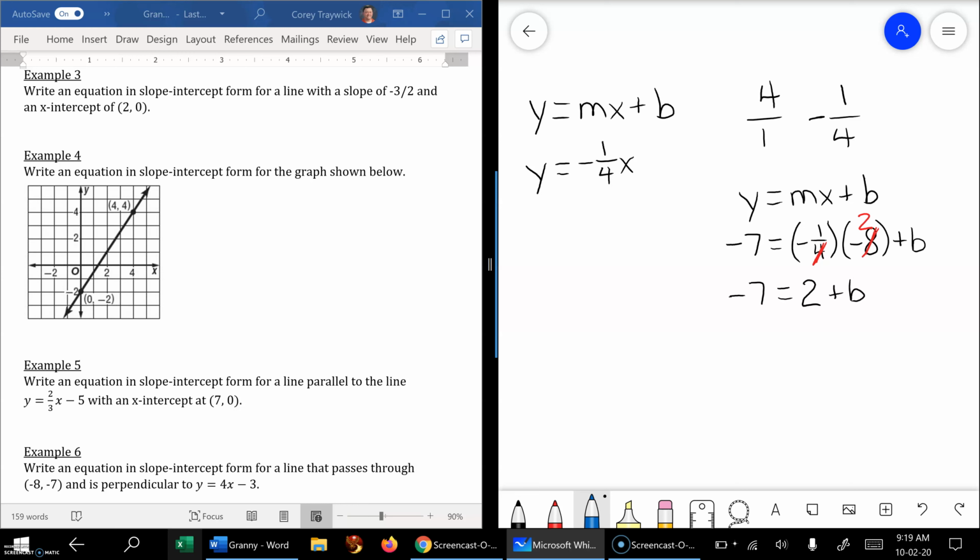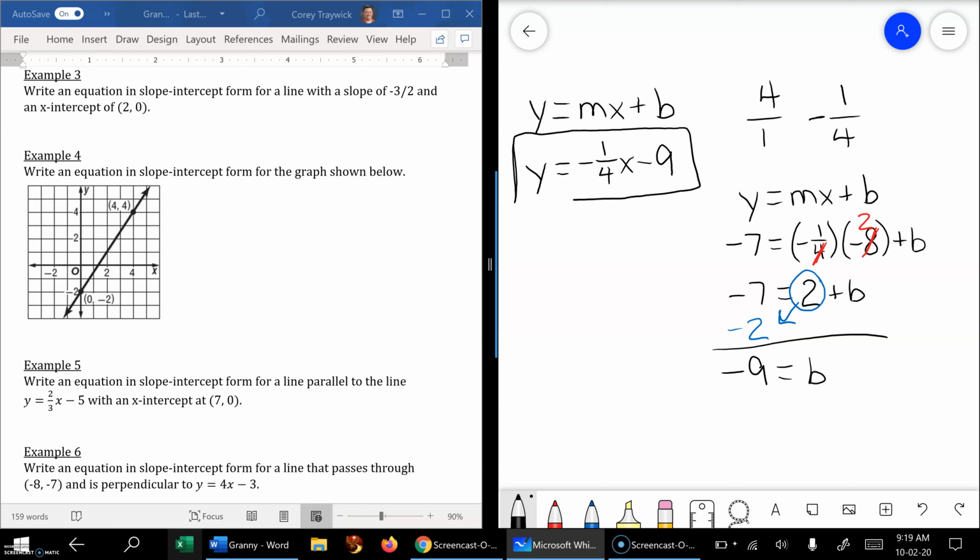I'm going to take the 2 over there and subtract it. All right, and I got -9 equals b. There is the final one for that.